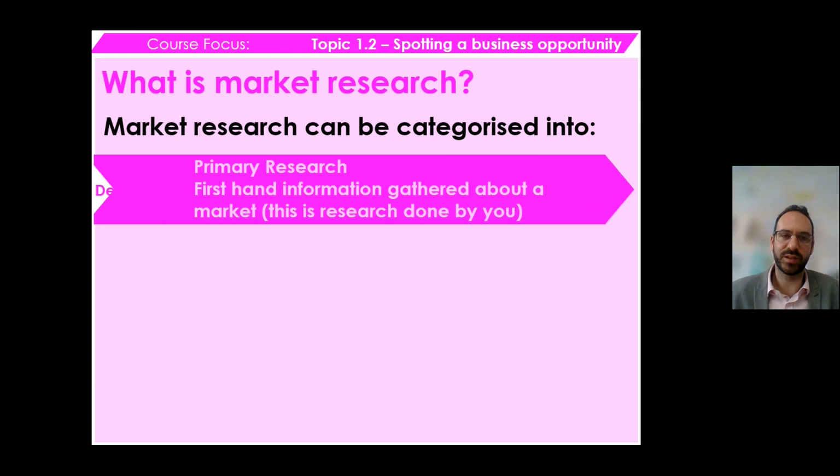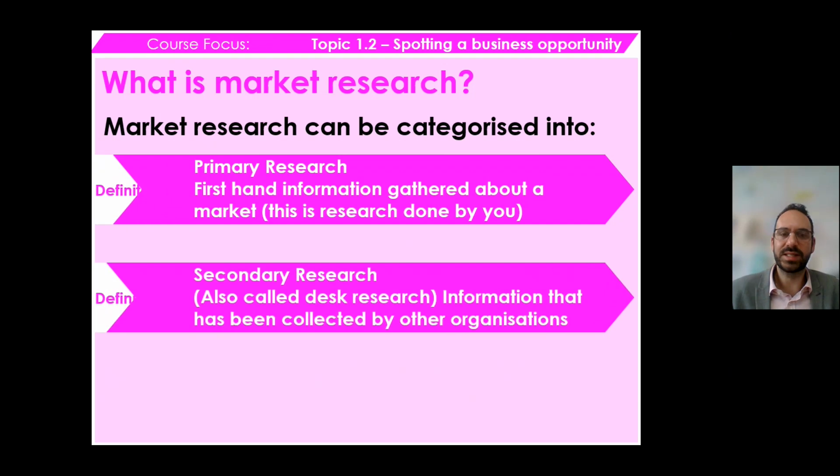Okay, so what is market research? Market research can be categorized into primary research. When we talk about primary research, this is first-hand information gathered about a market. So this is research that is done by you or about the business primarily. This is literally where you might go and email your customers and ask them certain questions. You might bring prospective customers in from your target market. But this is research carried out specific to your business needs.